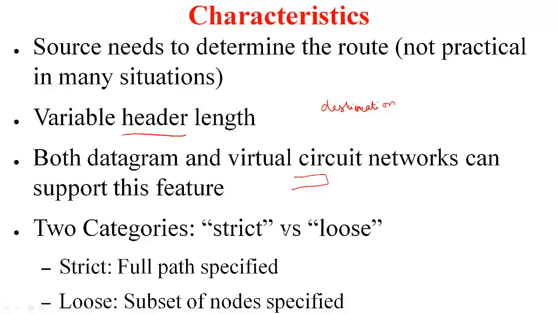And there are two types of source routing. One is called strict, in which the entire path is specified. Another is called loose, where only a subset of the nodes are specified. What I mean by this is the route will say cover these nodes, but in between what nodes to cover, the path to take is not specified. All it says is this packet has to go through these nodes.